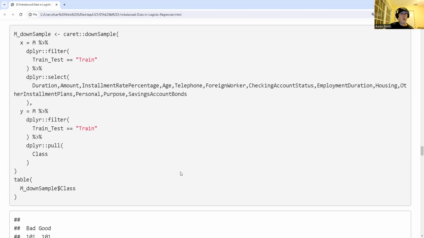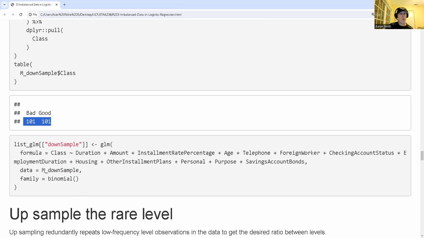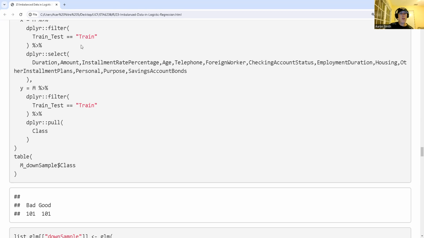All right, so I'm going to go through, I'm going to downsample. So I'm going to filter out the high frequency levels, which is good. So now you'll see I have a balanced data set. All right. And now I'm going to fit my model with that balanced data set. And you'll notice that the balanced data set is a subset of the training data.